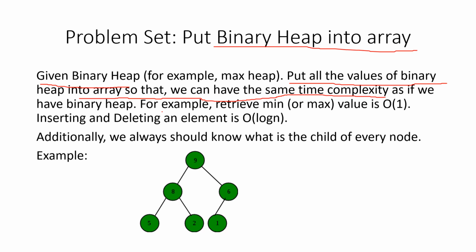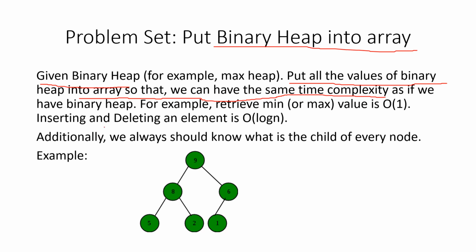So if you remember, one of the biggest advantages of the binary heap, if it is a min heap, is that you can always retrieve the minimum value in constant time. If it is a max heap, you can always retrieve the maximum value in constant time. So you need to create some kind of array where you can always figure out what is the minimum element, and where you can always figure out what is the parent of the nodes.